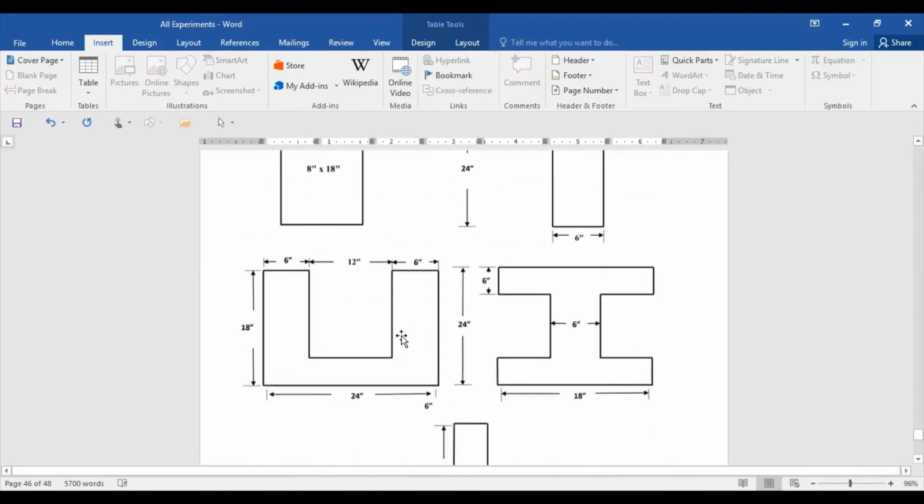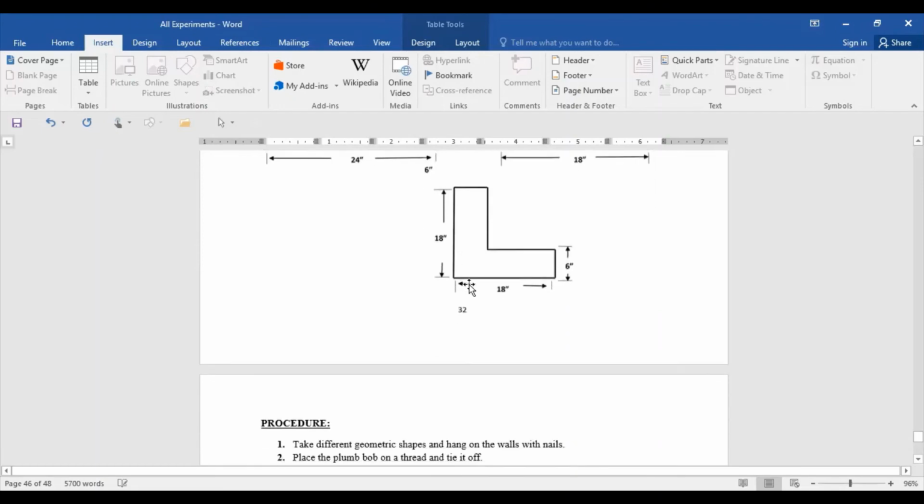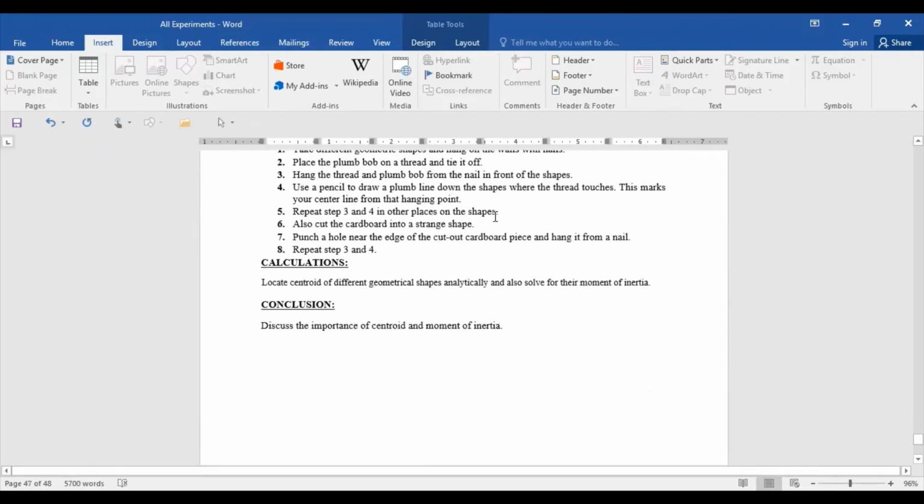We have already discussed in the class how you can solve for the centroid and moment of inertia. Hopefully you will understand it and get my point about what you have to do in this experiment. You have to show all the calculations for the moment of inertia and the centroid.